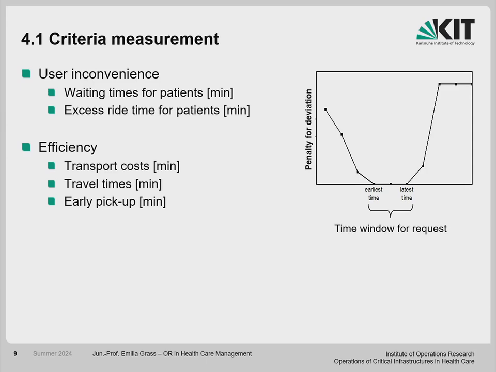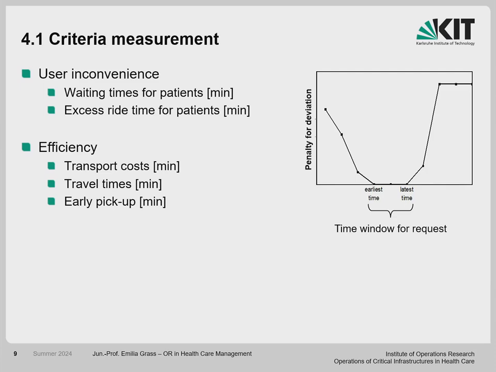You have a time window where it's absolutely fine that the patient is picked up and delivered. You have an earliest time, that's fine. The latest time, that's also fine. But everything outside this particular time window has to be penalized. And you see that being early has another shape than being late. So we have an asymmetric penalty cost deviation function, and that is always difficult to model.